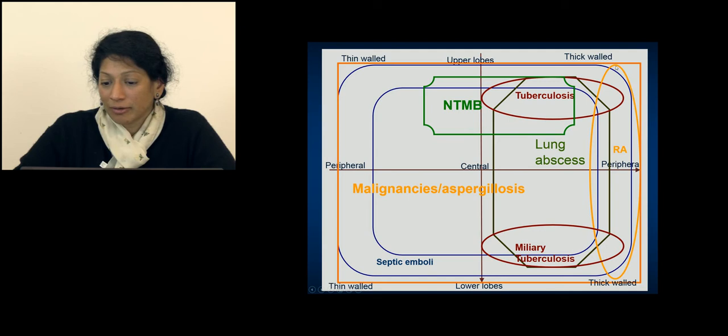Rheumatoid arthritis usually have thick-walled peripheral lesions, and they can be in the upper and lower lobes. And granulomatosis with polyangiitis is usually central, and they have intermediate to thick wall, and they can be in the upper and lower lobes, so they belong here.